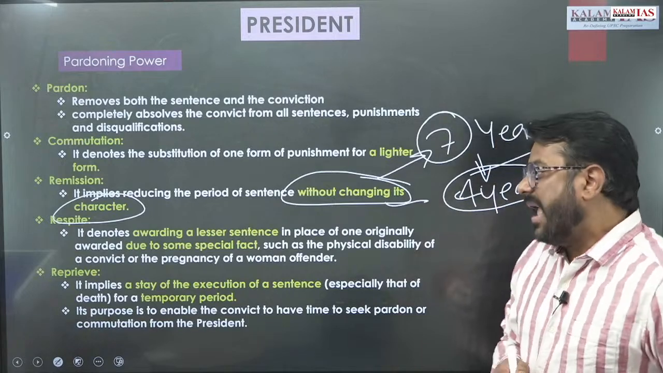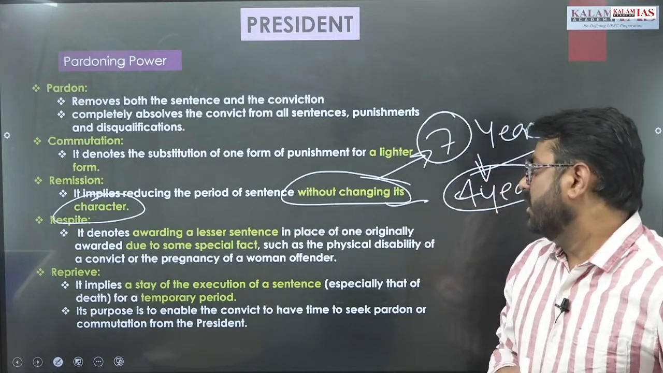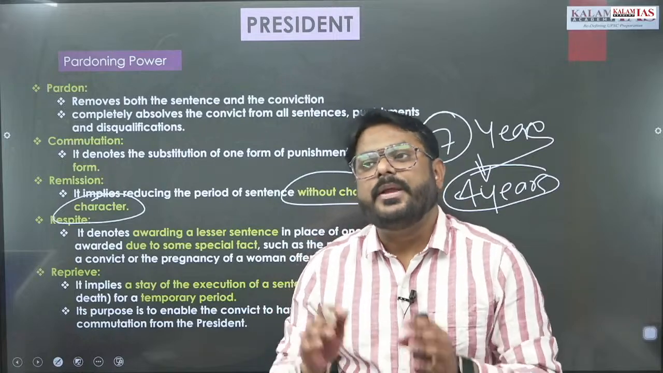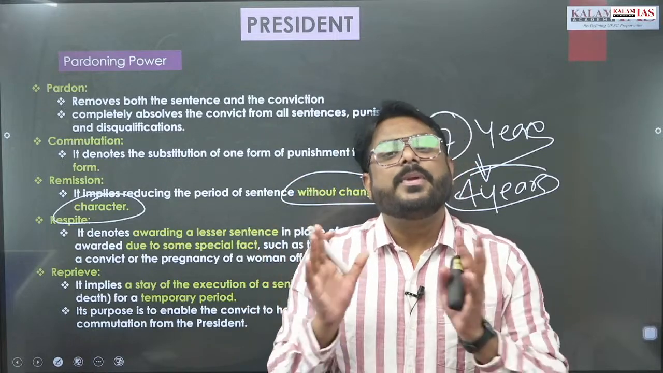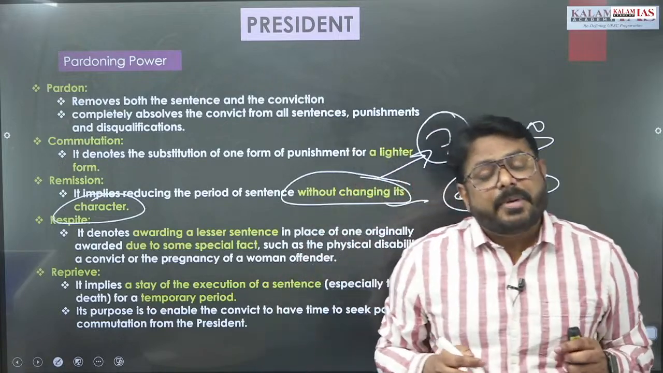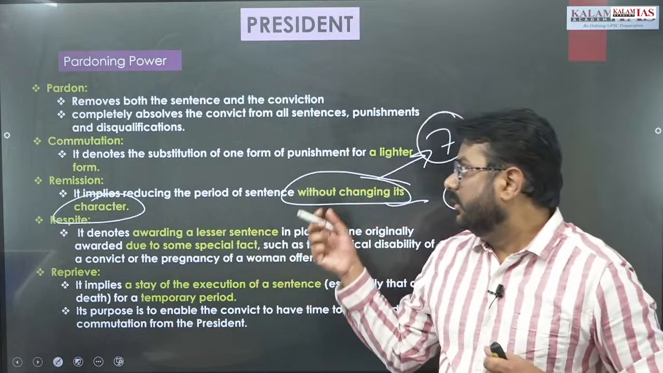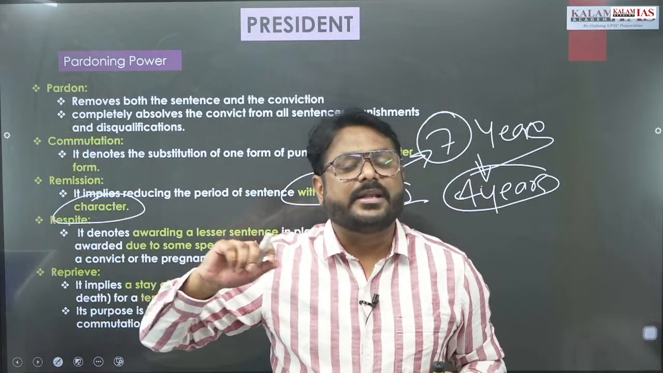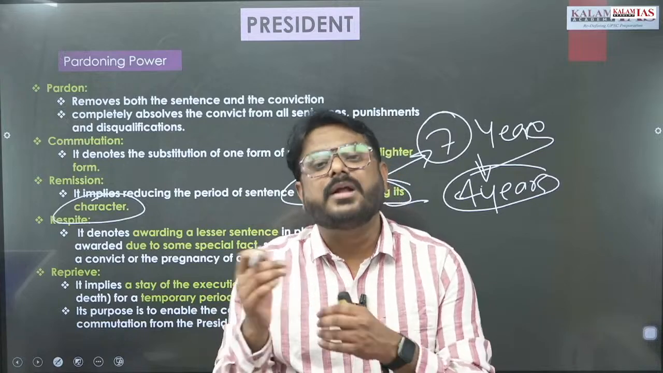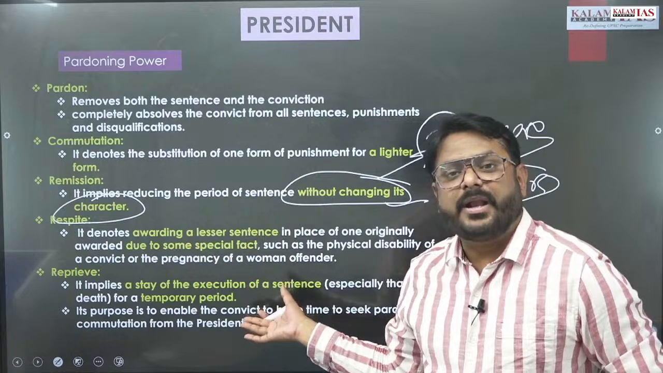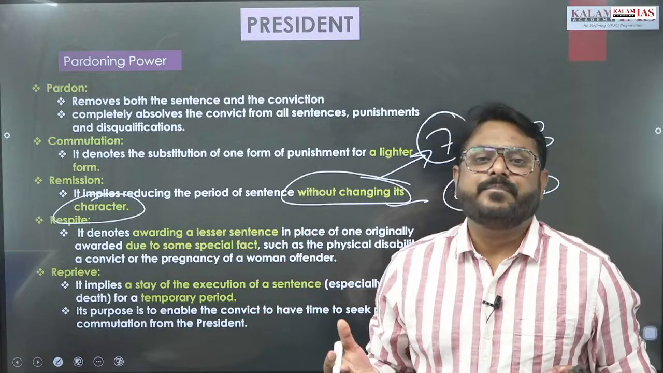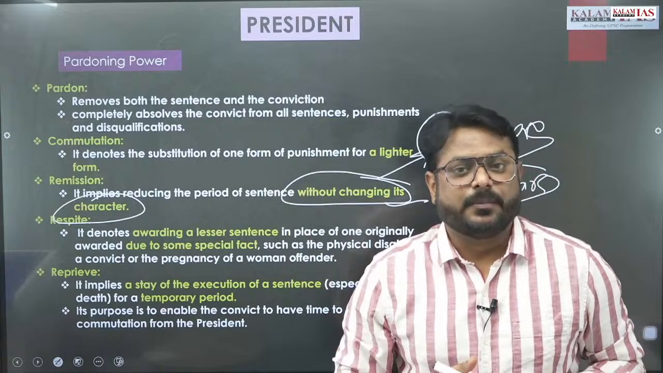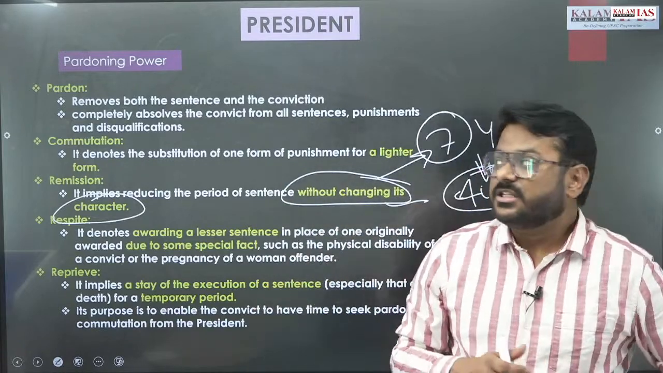And reprieve implies a stay on the execution of the sentence, especially that of death, for a temporary period. Meaning for a temporary period the sentence will be on pause and will not be implemented, right? What is the benefit? The benefit is that time will be available. For example, a pardon appeal goes to the President or the Governor, right? This is a very cumbersome process, it takes months. So when a reprieve is given, the convict will get the time to go to the President or the Governor for seeking pardon or commutation, right? So that is possible.